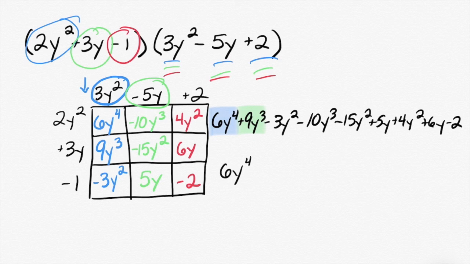Negative 10y to the third and 10y to the third. When I combine those, what do I get? You would subtract, right? Negative y to the third. Good. Negative 1y cubed. Perfect.